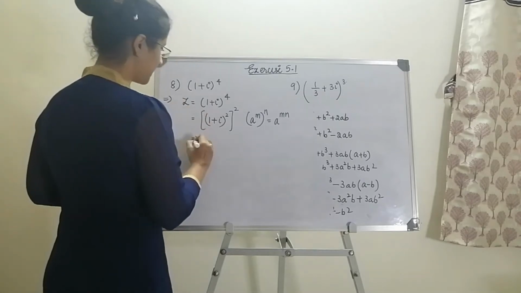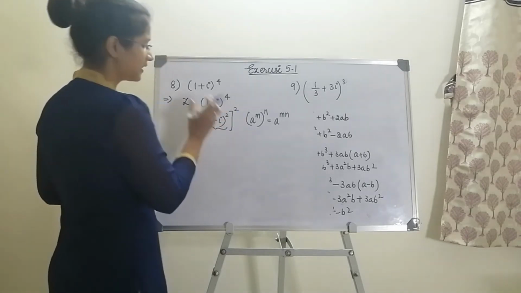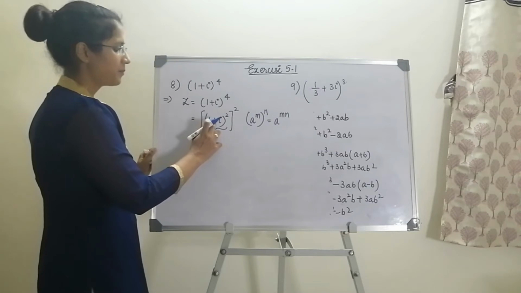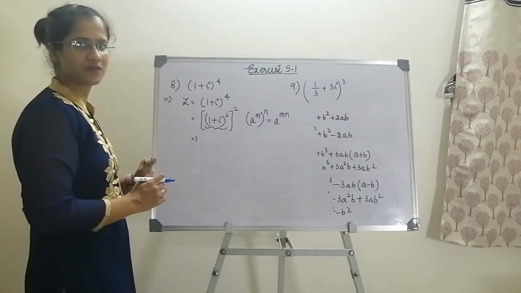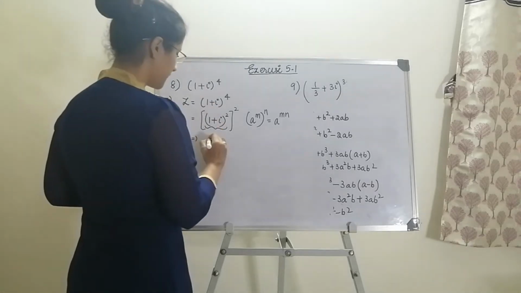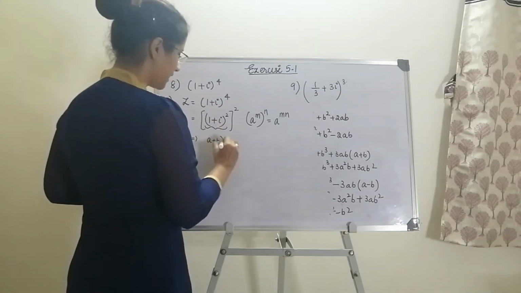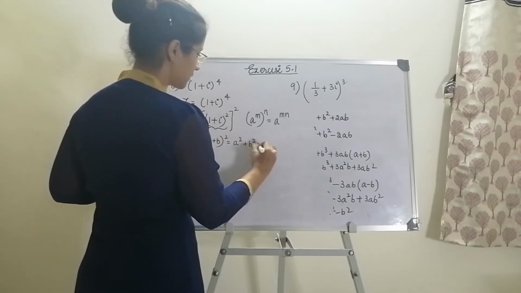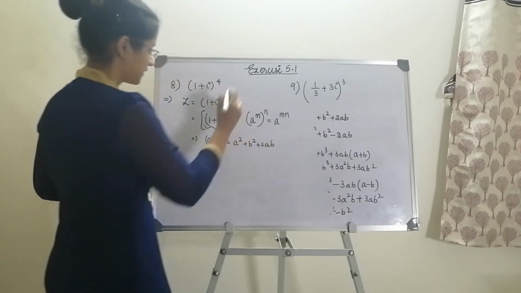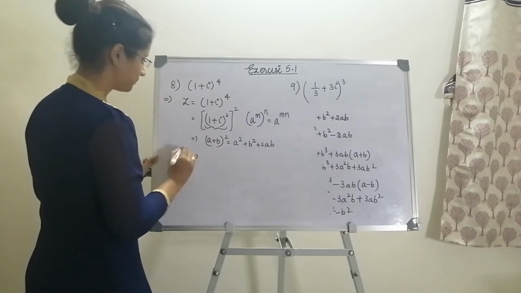So this can be written as, now the term inside the bracket, 1 plus i the whole square, resembles the a plus b the whole square formula. So what is a plus b the whole square? a plus b the whole square is equal to a square plus b square plus 2ab. Substitute inside the formula.